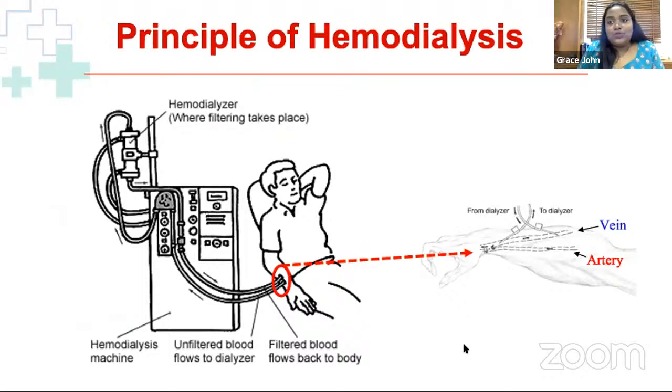Now I'll come to the deeper meanings of hemodialysis, the principles. But before that, what are the types of hemodialysis, or the types of renal replacement therapy we have at hand?